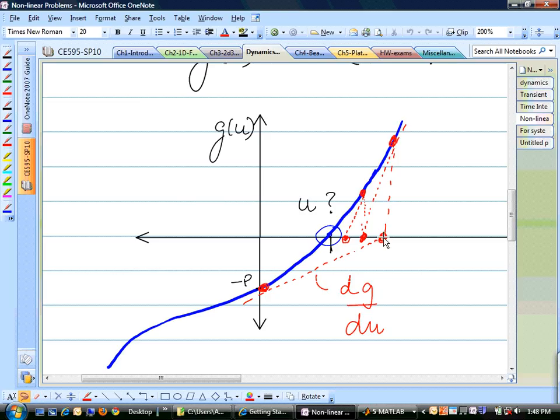So now this becomes your new assumption, and you repeat the process again. At this point, you calculate the value of G again, and you see that G is not 0. Then you calculate the derivative at this point, and this derivative tells you that maybe G is 0 here. And then you see that G is not 0 here either, and you keep on repeating this process until you finally converge to this point.